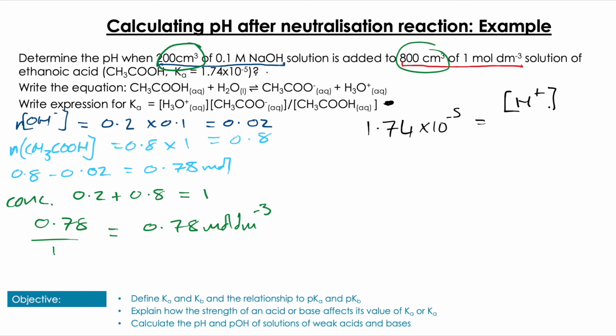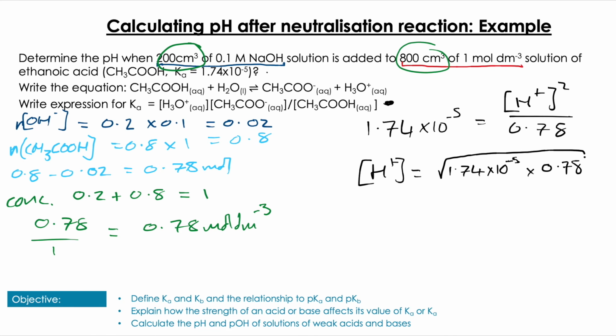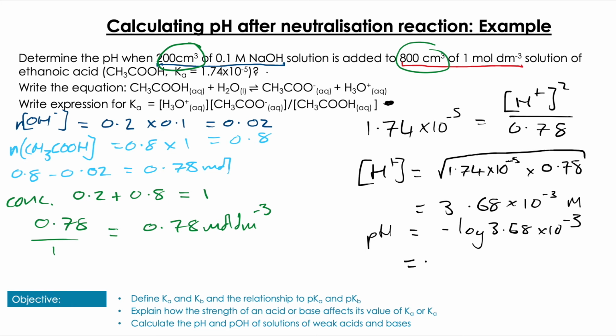So remember, we can make H+ and the ethanoate ion equal, to make H+ squared. Then I'm just going to rearrange to give me 1.74 times 10 to the minus 5 times 0.78, all square rooted, which gives me an H+ concentration of 3.68 times 10 to the minus 3 moles per decimeter cubed, and I just take the negative log of that to give me my pH, and that gives me a pH of 2.43.